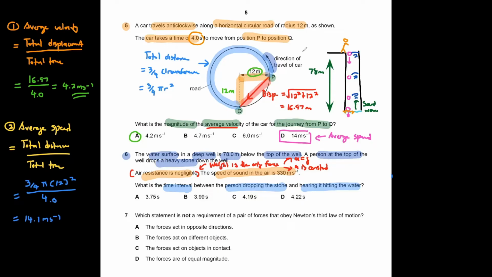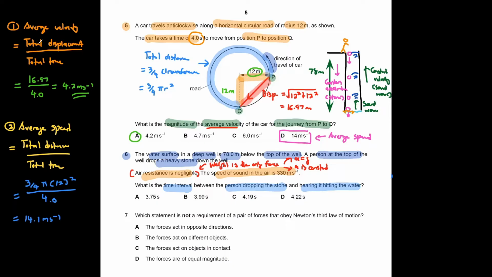Okay, so now there's actually two motions to consider. The motion downwards will be considered as constant acceleration. This one is applied for the stone. And then there will be another motion outwards. This one will be considered as constant velocity. This one is applied for the sound wave.